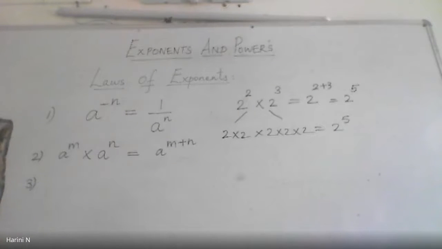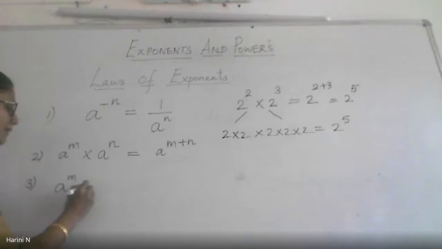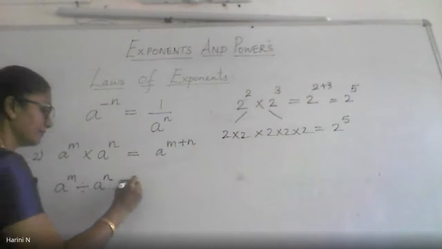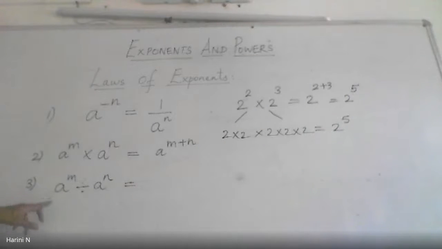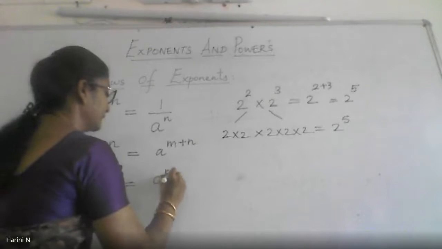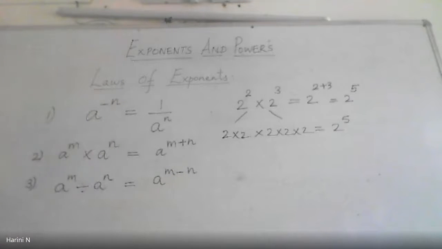The next one, because we have discussed multiplication, will be a to the power m divided by a to the power n. Again, here the base is the same, but the exponents are different. And the operation on them is division. So what you will do here is a to the power m minus n. I think these two laws you have learned last year also.